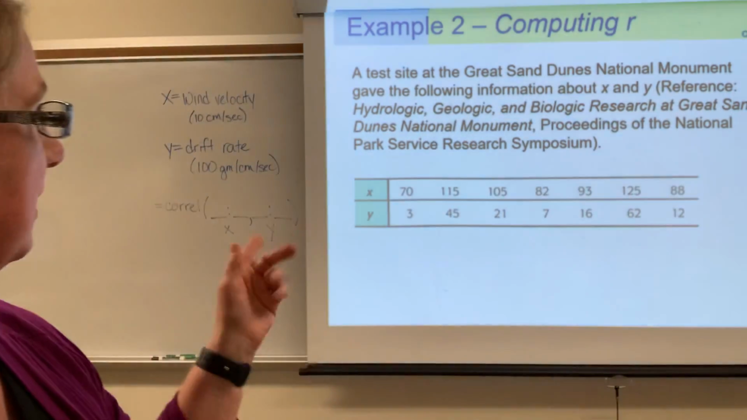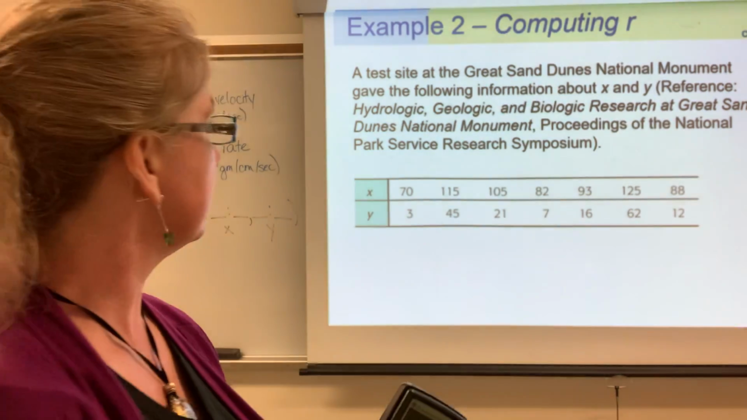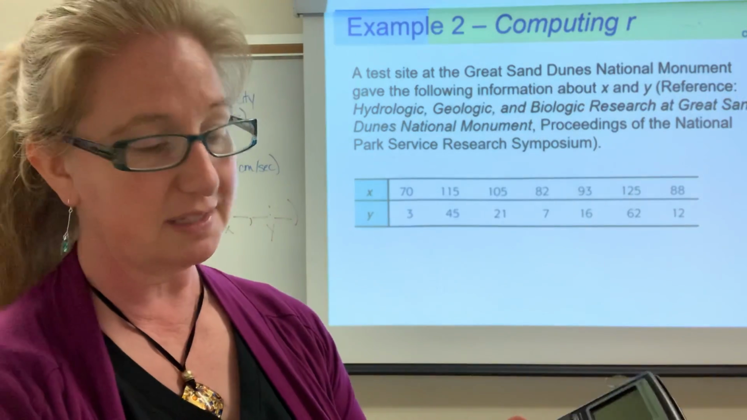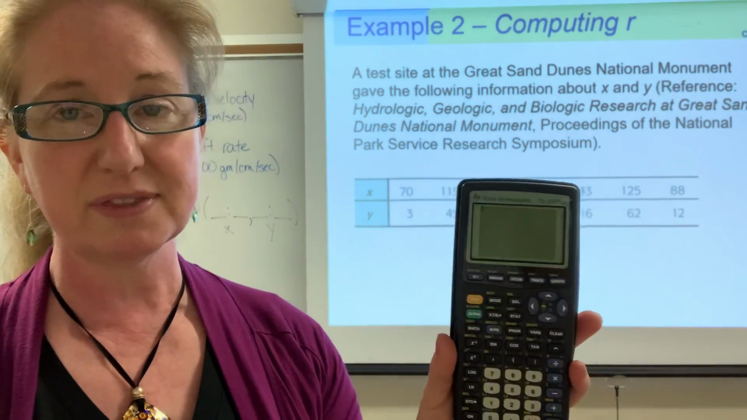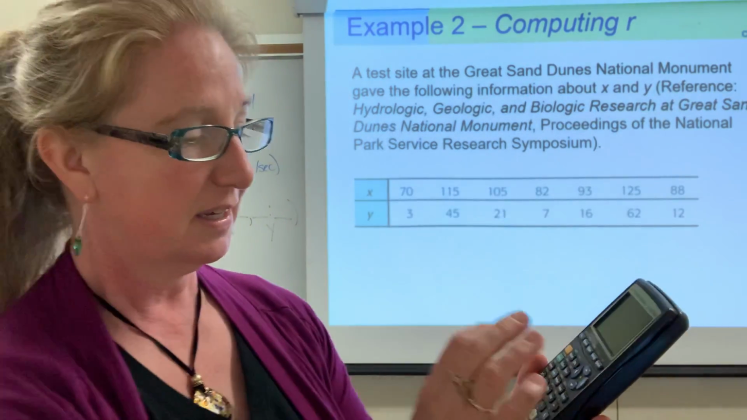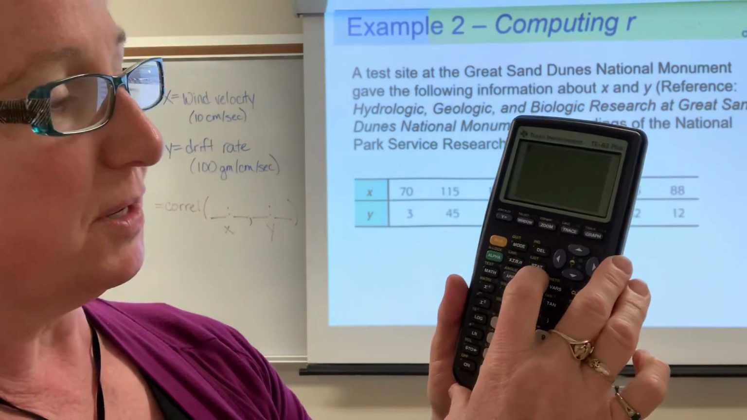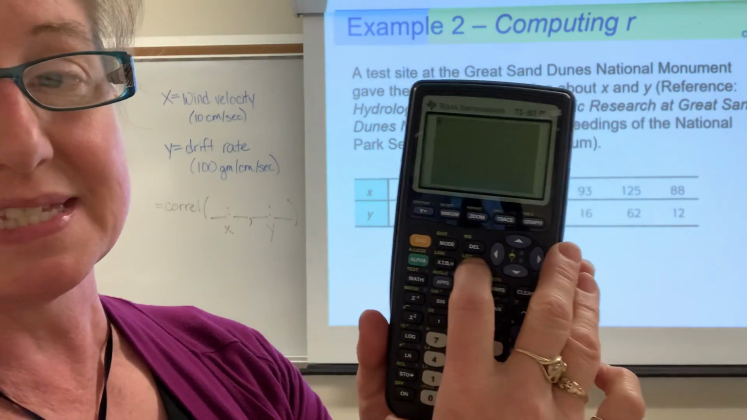So we have this same data about the Great Sand Dunes National Monument, and I went ahead and put it in my calculator, but let's see how we do that. I'm going to walk through on the TI-83 first. Again, the 83, 84 should be similar.